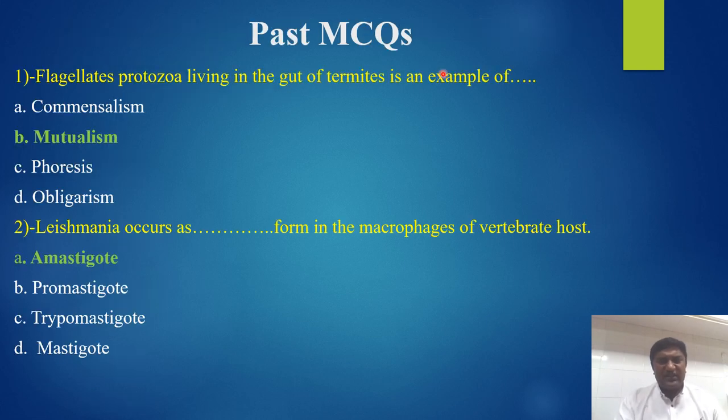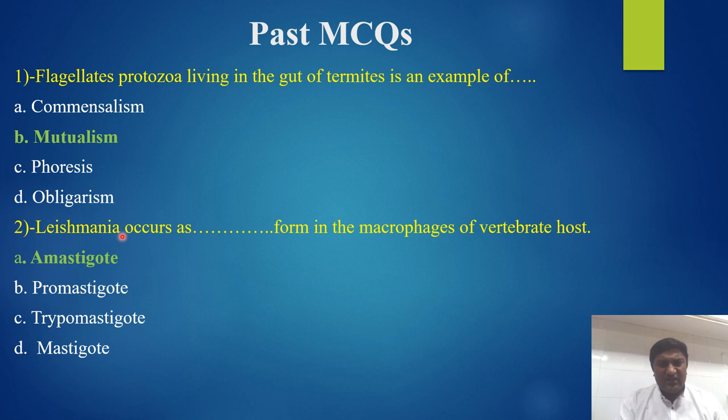So I would like to tell about the past MCQs that is very important to learn about the MCQs. So first one is the flagellates, protozoa living in the gut of termites, is an example of dash: commensalism, mutualism, chorasis, or obligarism. So the mutualism is the answer.